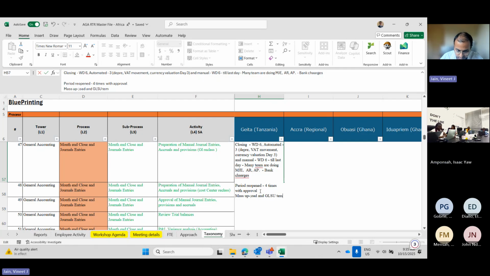GLSU template is used. And I'm hoping this is standard against everyone out there. And do you have an approval process? Like when you process the journal, you are not approving it. It goes to others, right? So the next one, okay.